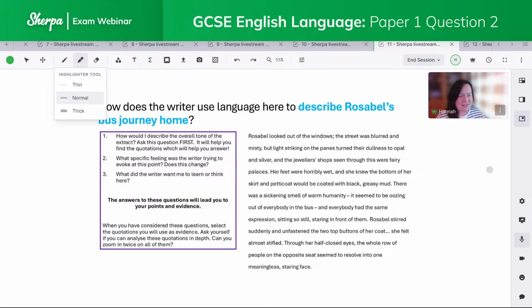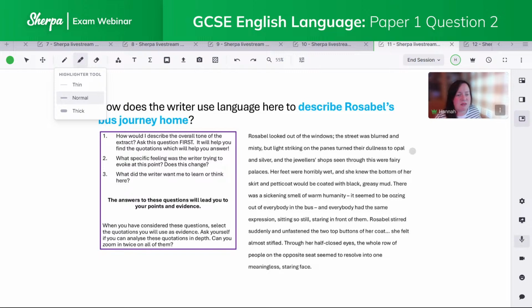However, we do have these contrasts as well. So, for example, we have mentions of opal and silver and jewellers' shops and light striking the panes, so things shining outside. So, actually, we've got some contrasts in there. So, what specific feeling was the writer trying to evoke at this point?